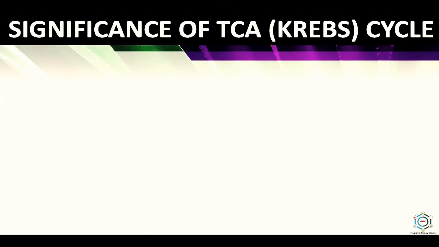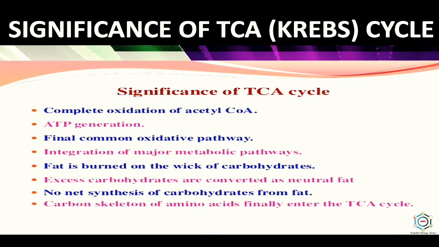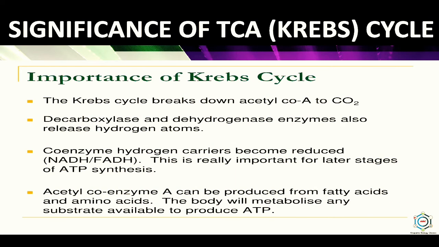After this, what is the significance of the tricarboxylic acid cycle? If we talk about the significance: complete oxidation of acetyl coenzyme A, ATP generation, final common oxidative pathway, integration of major metabolic pathways, fat is burned on the wick of carbohydrates, excess carbohydrates are converted to neutral fat, and there is no net synthesis of carbohydrates from fat. The carbon skeletons of amino acids finally enter the tricarboxylic acid cycle.